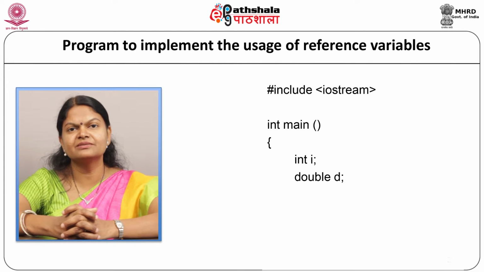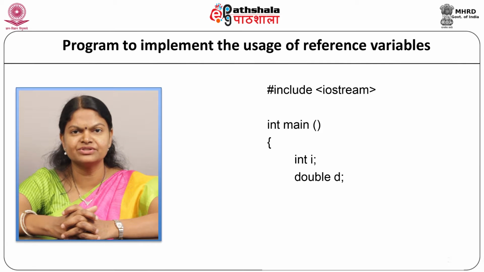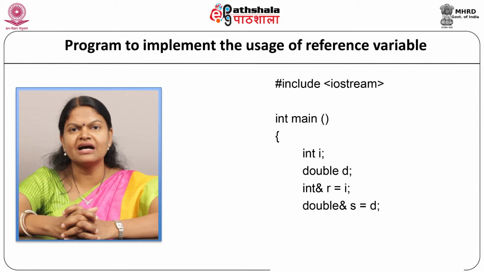Now, let us see the program to see the usage of reference variables. We will start with the function main. Inside function main, we will declare the variable i of type integer. We will declare the variable d of type double. Now, we will declare the reference r to the integer variable i. Next, we will declare the reference s to the double variable d.